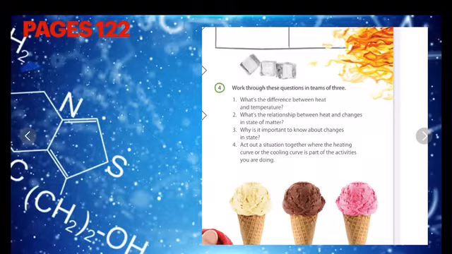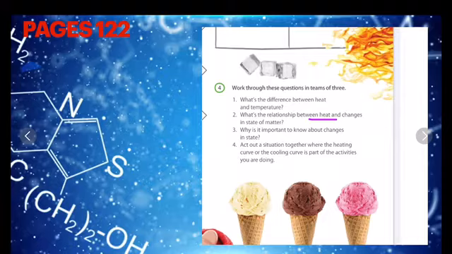And number 1 says, what's the difference between heat and temperature? I told you on the key language, they're going to ask you, what is the difference between heat and temperature? What's the relationship between heat and changes in the state of matter? What happens to the heat and the changes in the state of matter?